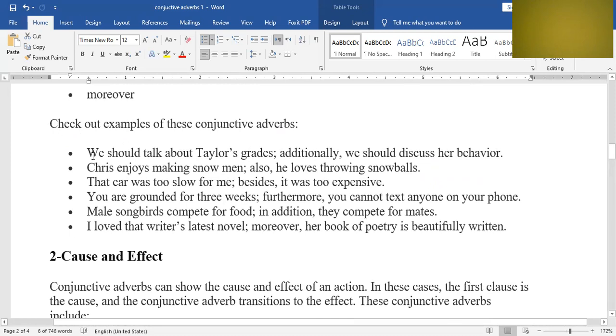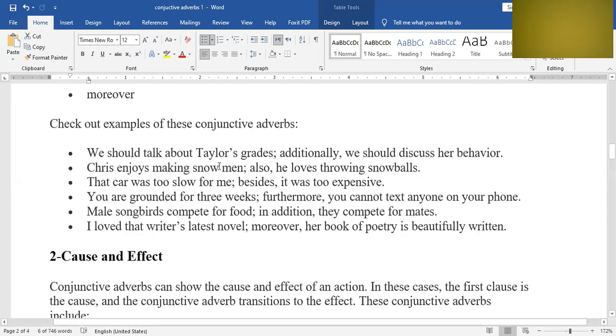In context, we say: we should talk about Tyler's grade. It's an independent idea. We don't need any other information to complete the meaning. Okay. Additionally, I add more information to what we will do. We should discuss Tyler's behavior. It's an independent idea, but the two ideas are joined together with additionally.